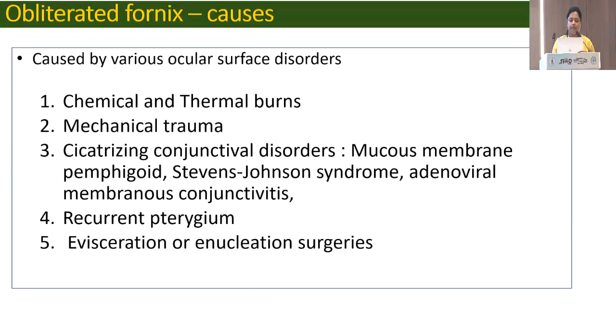So, when the fornix is obliterated, it causes various ocular surface problems. It is caused by chemical and thermal burns, mechanical trauma, some cicatricial conjunctival disorders like mucous membrane pemphigoid, Stevens-Johnson syndrome, adenoviral membranous conjunctivitis, recurrent pterygium surgery, and even crude evisceration and enucleation surgery can cause an obliterated fornix.